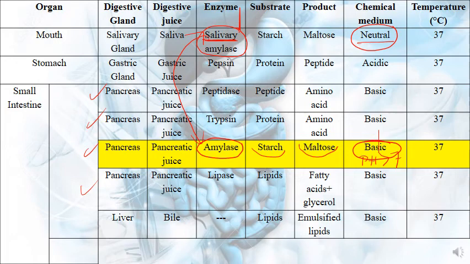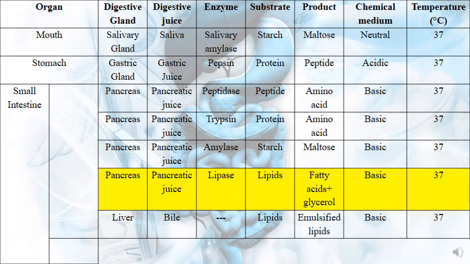Moving now to the last enzyme in the pancreatic juice. The pancreas secretes pancreatic juice that contains the enzyme lipase. As I said, "ase" from now on means an enzyme. So lipase, from its name, digests lipids. The complex form is the lipids, the fats. There is no intermediate. We have the simplest form, which is called fatty acids plus glycerol. The medium is basic, meaning that the pH is greater than 7 and the temperature is 37.